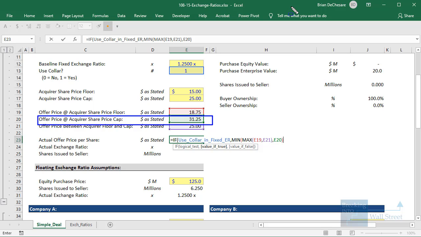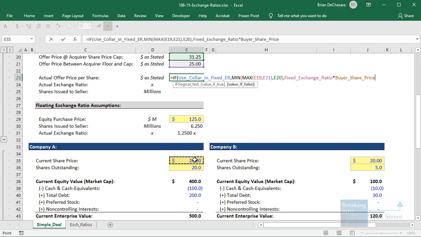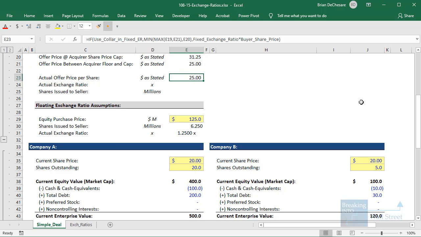And if you play around with this in Excel, you'll see how it works. But essentially, that's what the min-max here is doing. And it's just a more elegant way to write this as opposed to using a bunch of if statements. Now, if that's not true, if we're not using a collar, then we're just going to use the normal fixed exchange ratio and multiply by the buyer's share price down here. And so we have that.